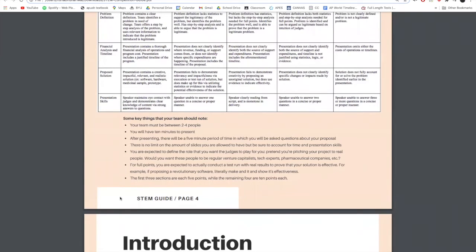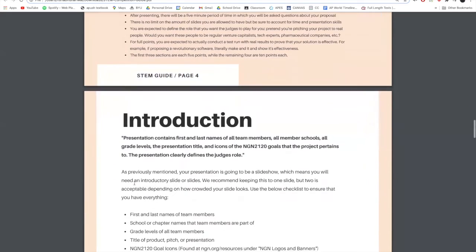You never know. And the first 3 sections are worth 5 points, while the remaining 4 are worth 10 points each. Now, let's go on.